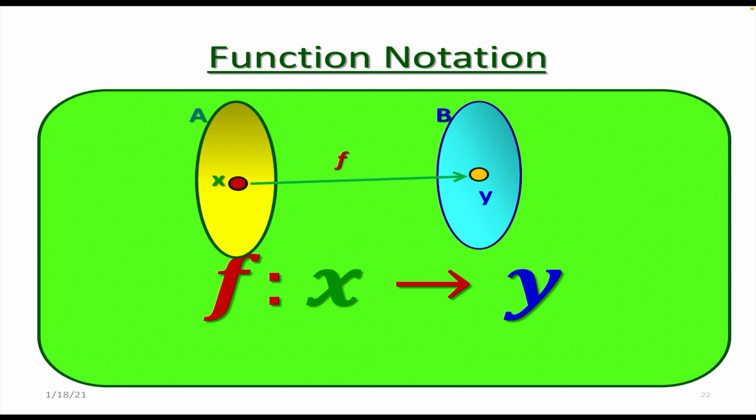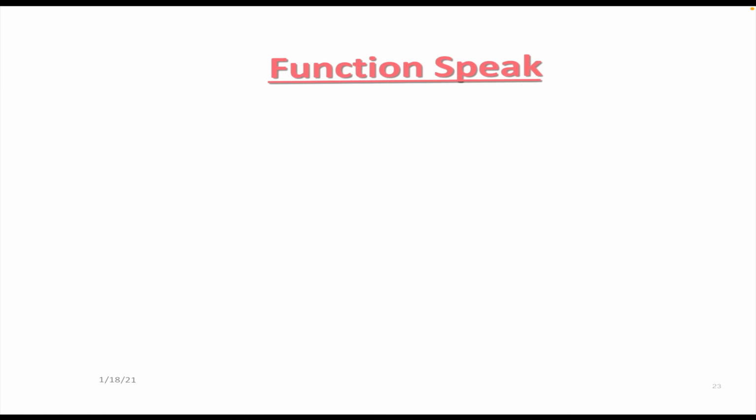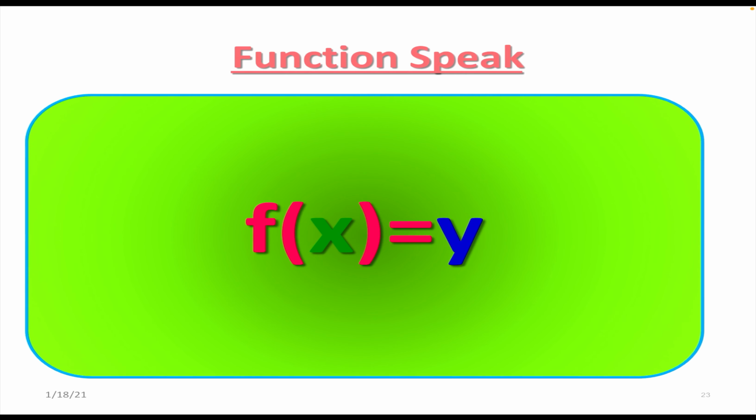Now we're going to use the standard notation for functions. f colon x arrow y. Basically, element x comes from the first set A, the domain, and element y belongs to the second set B. So we would say f maps x to y. More terminology, we would write f of x equals y. This is the more standard, typical function notation.